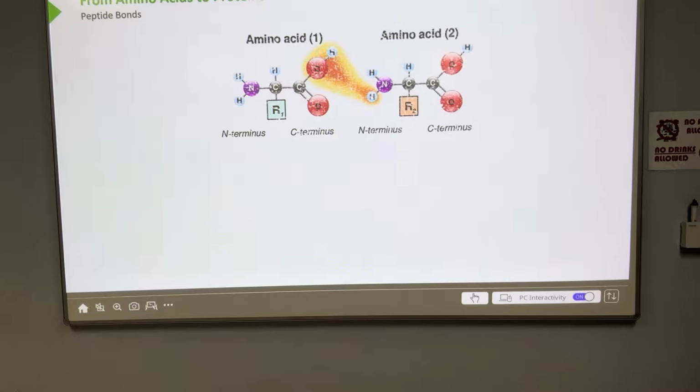So, we make the peptide bonds. We discussed that. The peptide bonds are important. Why? Because these peptide bonds are able to store the energy. Amino acid 1 and amino acid 2, they were lonely, had no energy. When people get married, they have energy.